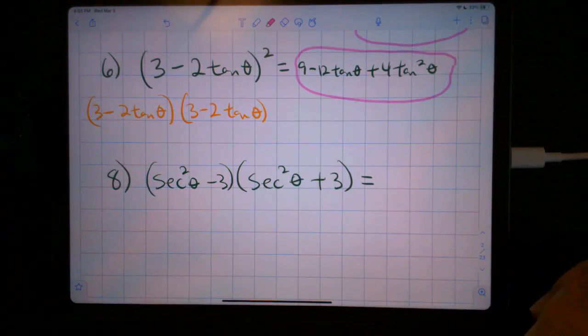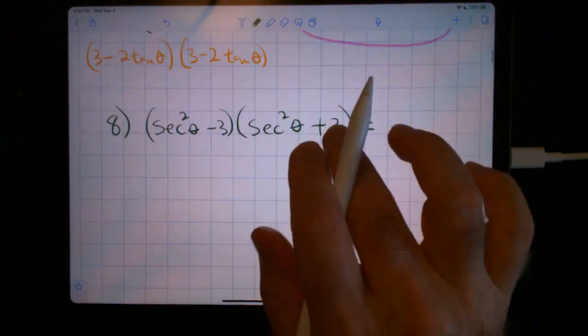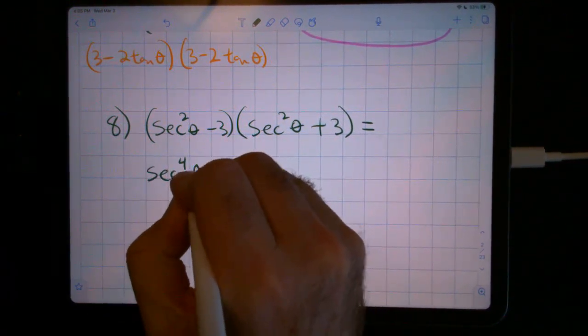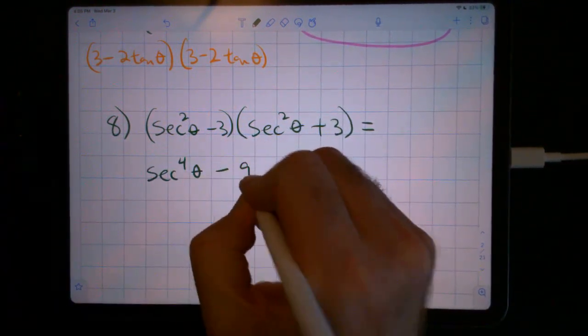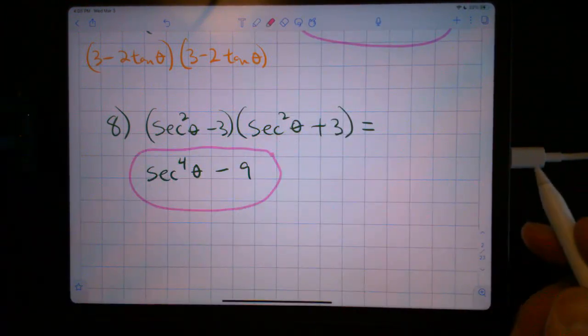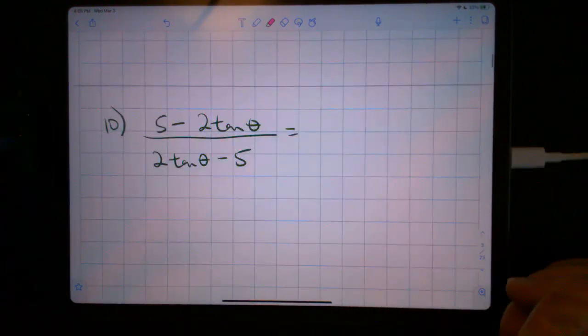Number 8, this is a difference of squares. And so square the first term and then subtract the square of the second term. Number 9.